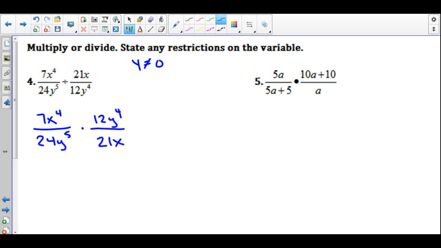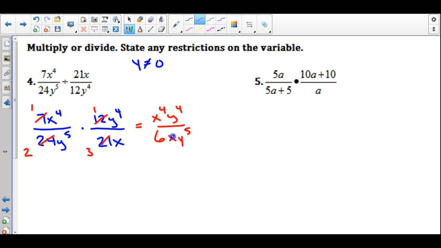And the reciprocal is, of course, when we flip this. So now what I'm going to do is cross off my common factors of these. I know that 24 divided by 2 is 12. So what I'm actually going to do is divide each of these by 12. 12 divided by 12 is 1. 24 divided by 12 is 2. And then I know the same thing will exist for 7 and 21. 7 divided by 7 is 1. 21 divided by 7 is 3. So what I'm going to do is multiply straight across the top. x to the 4th, y to the 4th, and then straight across the bottom. 2 times 3 gives me 6, and I have an x and then y to the 5th.